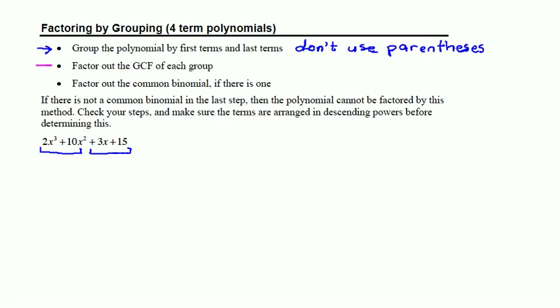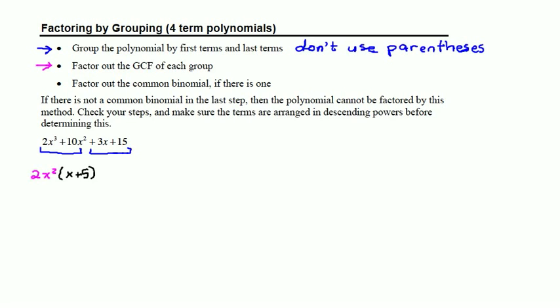So that means that looking only at the first group, 2x cubed plus 10x squared, I'm looking for the GCF. 2 is the largest number I can factor out. X squared is the smallest power of x, so 2x squared is what I can factor out of these two terms. That leaves me with x plus 5 remaining. And then I go on to the second group.